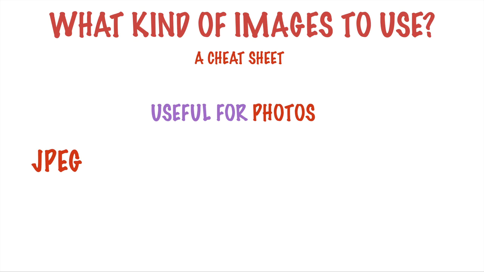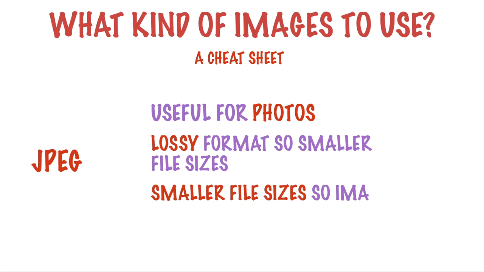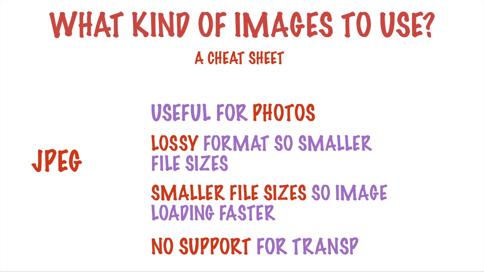The JPEG image format is particularly useful for photos. That's typically where it's used. JPEG is a lossy format because it involves compression. On the one hand, this makes the file sizes smaller so the pages load faster, which is good. On the other hand, the quality of the image can tend to deteriorate a little bit because of the compression.